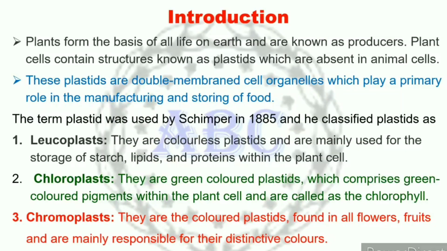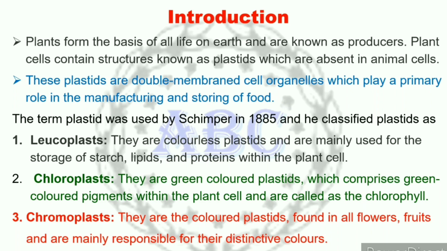Plants form the basis of all life on earth and are known as producers. Plant cells contain structures known as plastids, which are absent in animal cells. These plastids are double-membraned cell organelles which play a primary role in the manufacturing and storing of food material. The term plastid was first used by Schimper in 1885 and he classified plastids into three categories: first leucoplasts, second chloroplasts, and third chromoplasts.